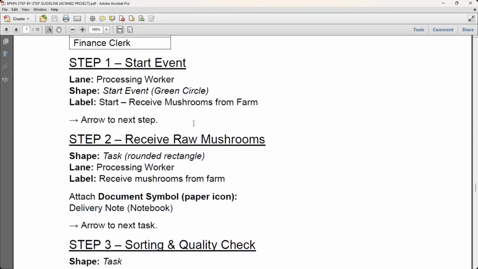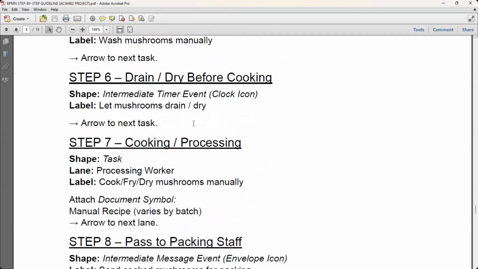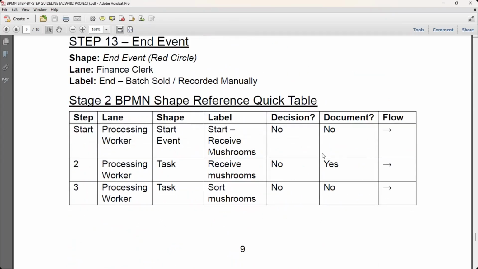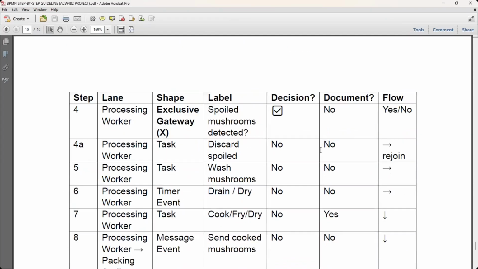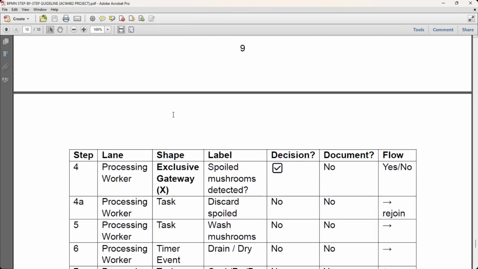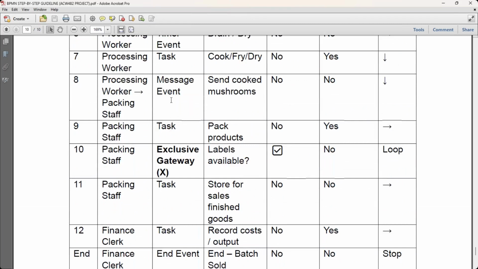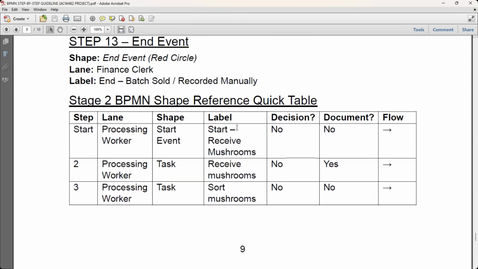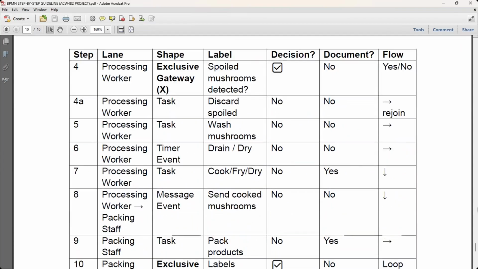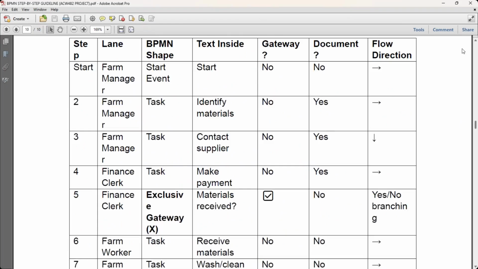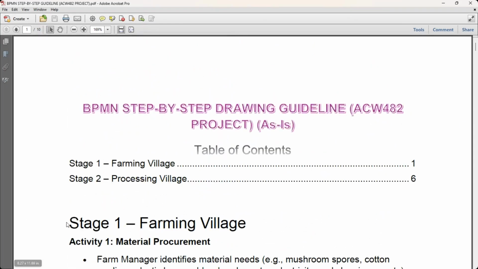And we have these stages over here, and there is a table down here for us to refer to so that we are not lost. I'm going to stop this section. In the next section, we'll look at how to draw them.